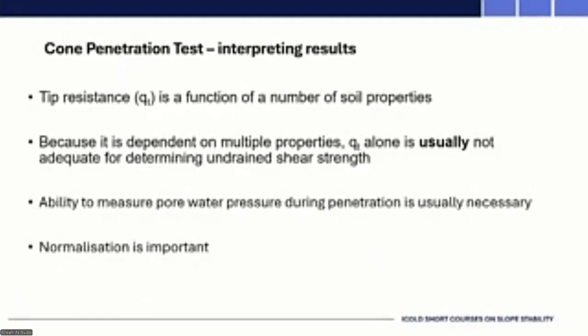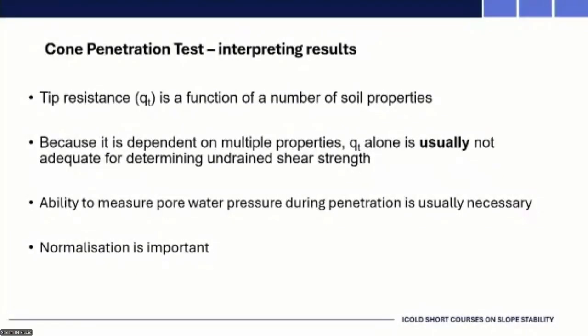So now the thing is, this tip resistance is a function of a number of soil properties. We're not measuring anything directly. When we do a laboratory test, like a triaxial test, you're measuring sigma 1 and sigma 3. You know what they are. You know what the effective values are. You can calculate the shear strength really accurately. It's almost a direct measurement. Tip resistance is not. There's many other things influencing it. So that on its own is usually not enough to determine undrained shear strength, because remember, that's what you're talking about here. We need to measure the pore water pressure as well, and we use these normalization procedures.